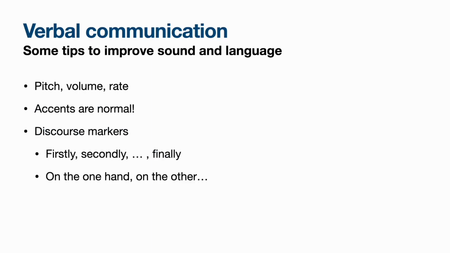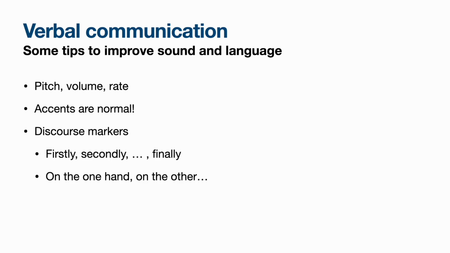Now, the use of verbal communication, so tips on how to improve your sound and language. And I want to note that some of these things can't be helped. For example, if you have a very high voice, you can't do anything about it. But if you can, try to control the pitch and try to sound as calm as possible. Also, don't scream and don't talk too fast. Also, the latter is maybe not always in your control whenever you're nervous.